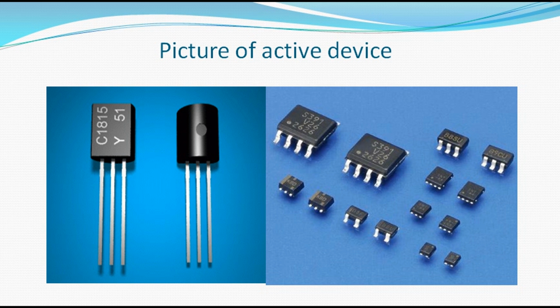In case you have not seen it, you can also use this picture to see the difference between active components, the transistor and the IC. The transistor is the one that has three legs, while the IC has more than three legs as well.